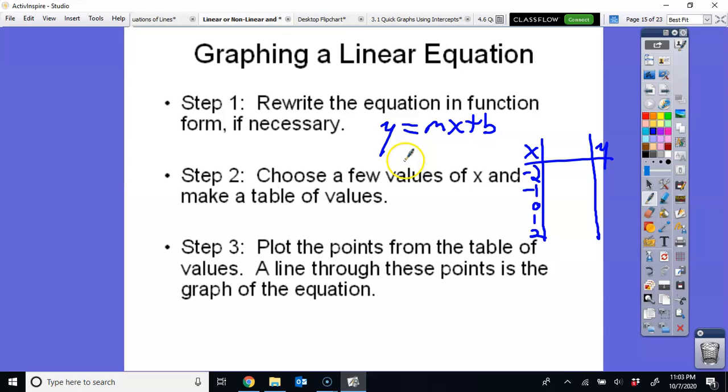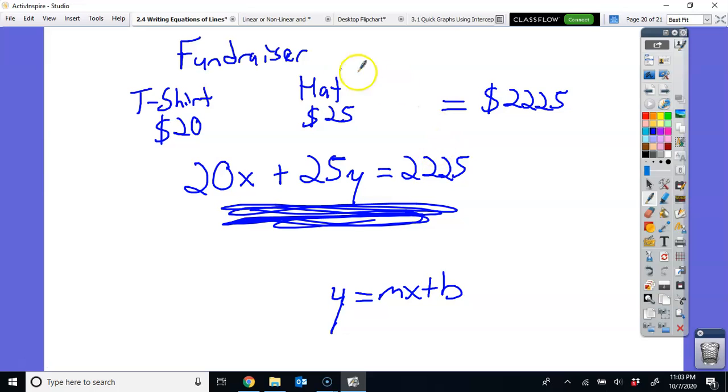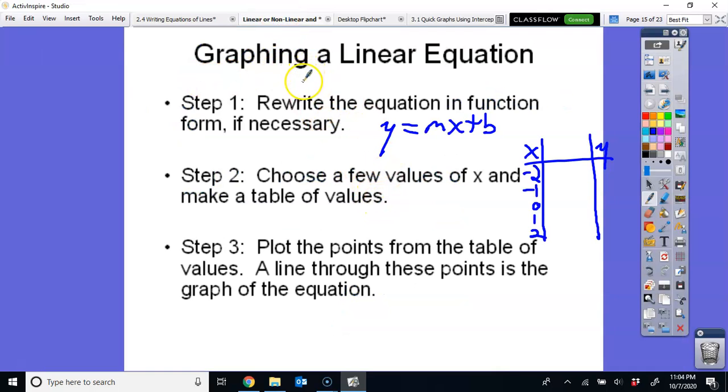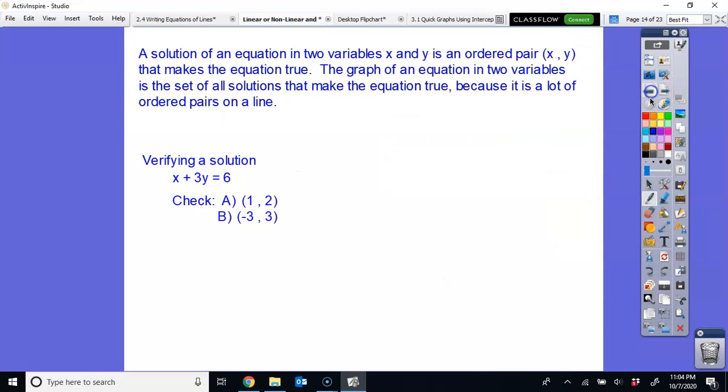Before we do that, I hinted at this in the last video that I made, but I want to make sure I drive this home. The whole reason that we learn how to graph is not because it's just fun to do. Remember last time we ended by talking about a fundraiser of t-shirts and hats to make a certain amount of money, and we said this x and this y that we find an answer for, the way that we find it is by making it into a graph. Because the graph is literally a bunch of points that are the solution. So you may want to also copy this down. The graph of an equation in two variables is the set of all solutions that make the equation true.